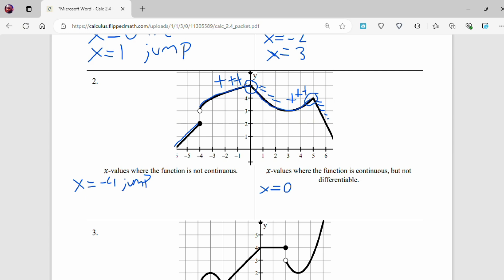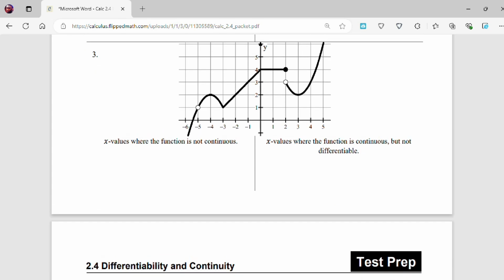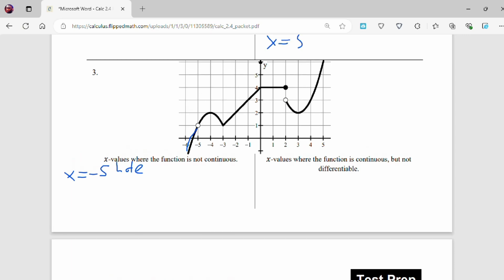Okay, so x equals 5 is our answer. All right, and last one of these types of questions, I'm gonna start with continuity first, left to right, and we have a discontinuity at x equals -5. Take a moment and think about what type of discontinuity this is. And if you said it's a hole / removable, you would be correct. There's no function value at x equals -5.